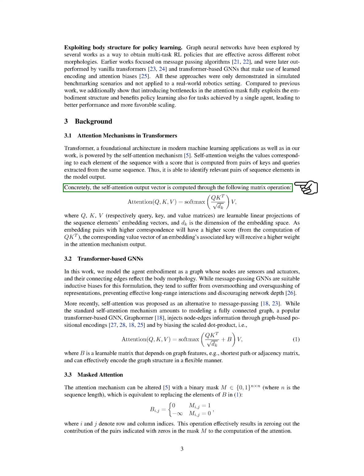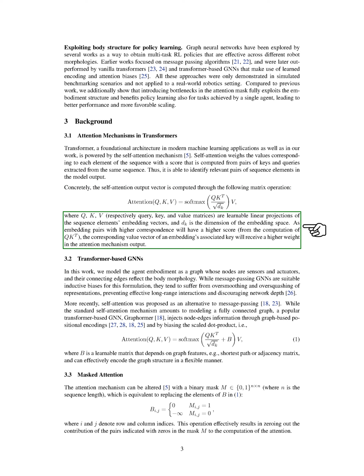The output of the self-attention process is calculated through a specific matrix operation involving query, key, and value matrices, which are learnable projections of the sequence elements. Higher correspondence between embedding pairs results in higher scores, leading to greater influence of the corresponding value vectors in the output.